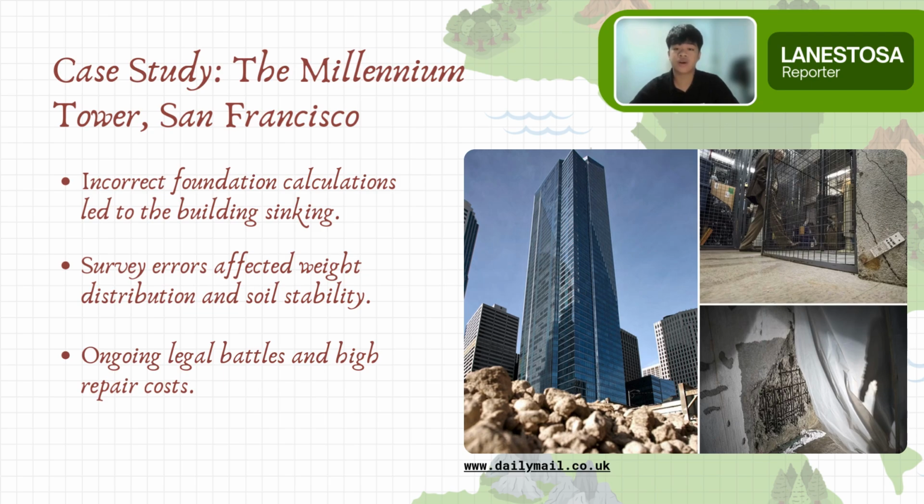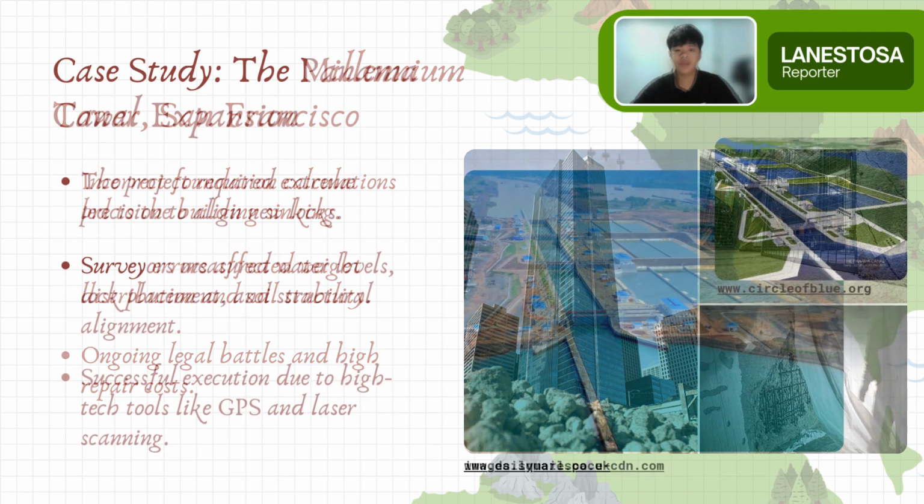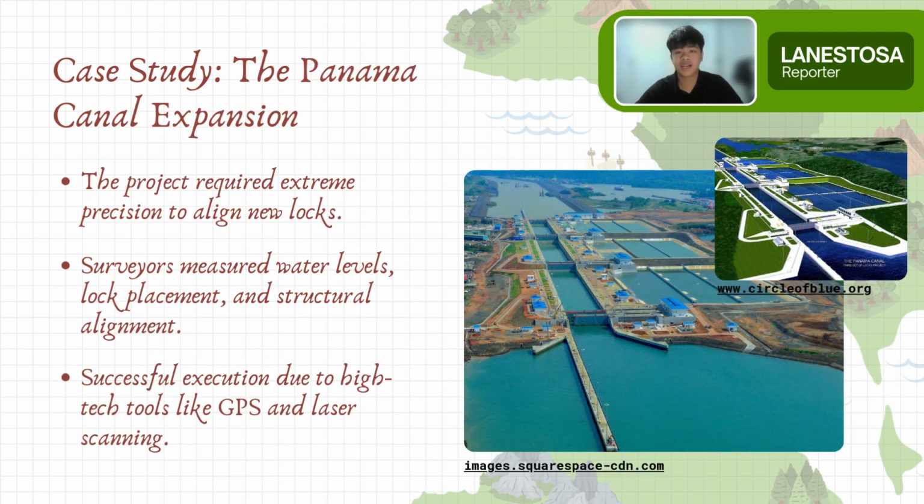Now, let's compare this to a case where accuracy and precision led to a highly successful engineering project, the expansion of the Panama Canal. Unlike the Millennium Tower, the expansion of the Panama Canal is an example of successful surveying. Engineers had to ensure that the new locks aligned perfectly with the existing canal system. Using GPS, laser scanning, and 3D modeling, surveyors were able to provide highly accurate measurements, ensuring that ships could pass through smoothly. This project highlights how modern surveying tools contribute to accuracy and efficiency.